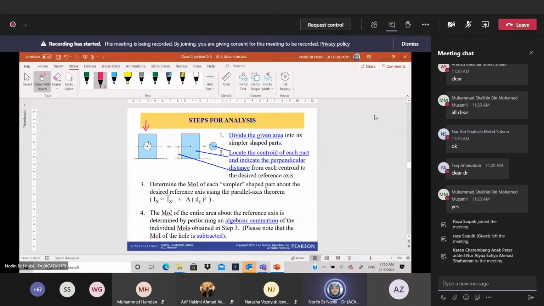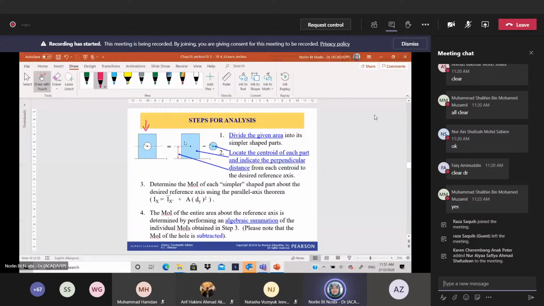First step, you need to divide the area. So in this shape there's a rectangle and then there's a circle. So you divide it into simple shapes. First the rectangle and then the circle. So this one is number 1 and then this one is number 2.